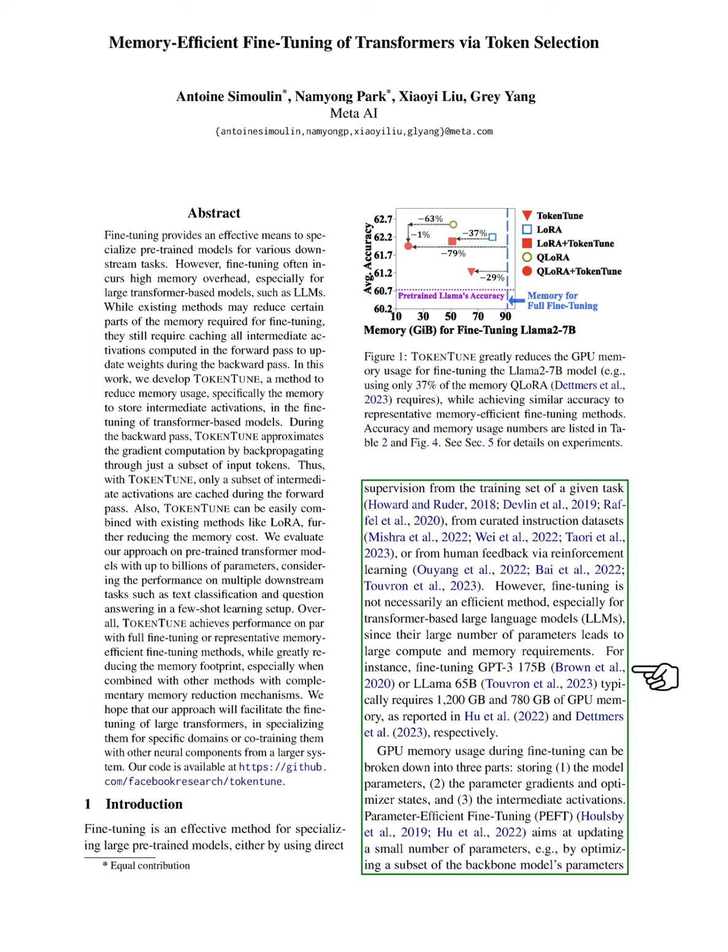For example, fine-tuning models like GPT-3 with 175 billion parameters or Llama with 65 billion parameters typically requires 1,200 gigabytes and 780 gigabytes of GPU memory, respectively. The GPU memory usage during fine-tuning consists of three parts: storing the model parameters, the gradients and optimizer states, and the intermediate activations.